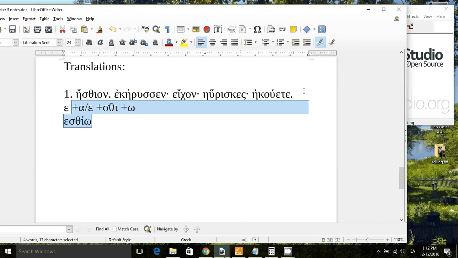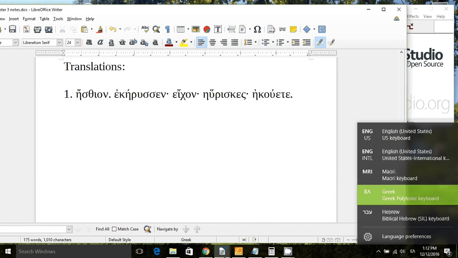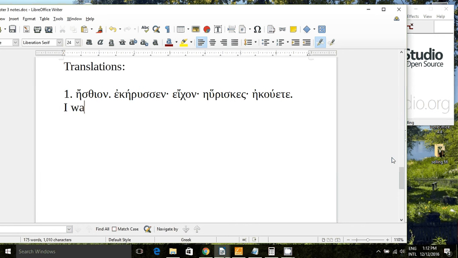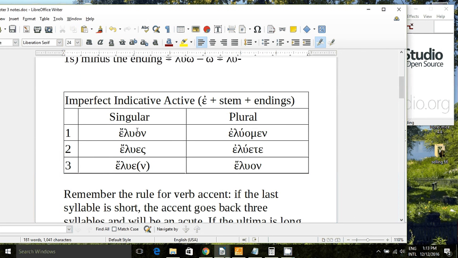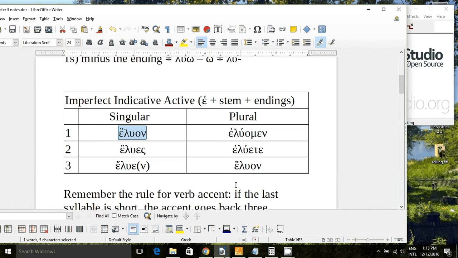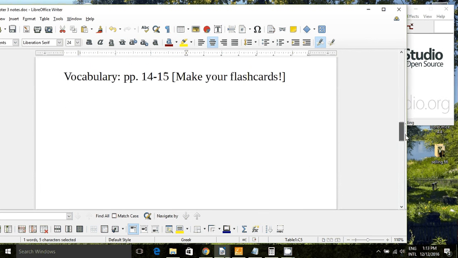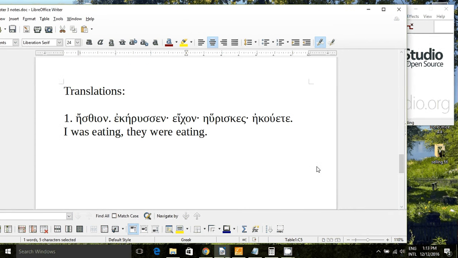So eestheon, that on ending is either first person singular or it's third person plural. So we've got to switch over to English again. It's either I was eating or they were eating. So just like in English, I eat and they eat has the same form, the first singular and third person plural happen to share the same form in Greek.